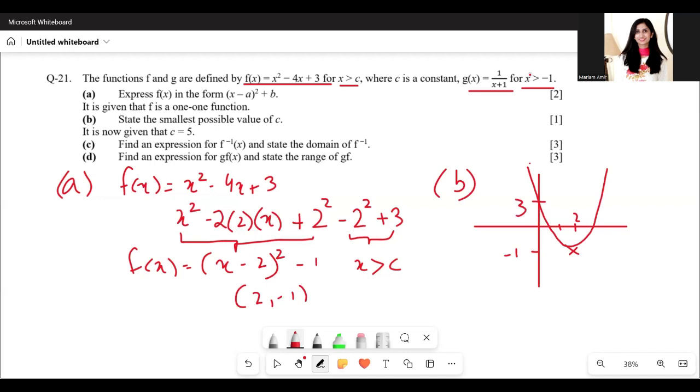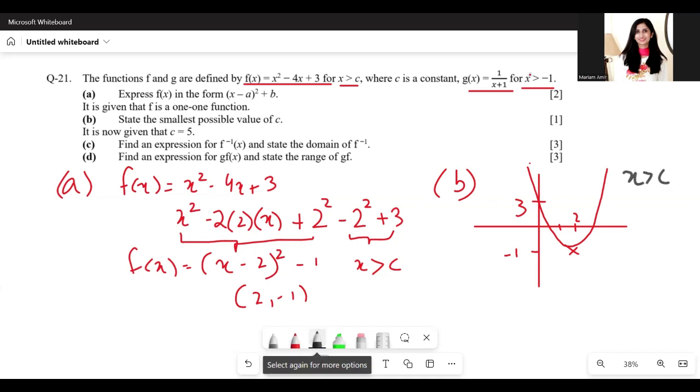Now this is not a one-to-one function, but if x is greater than c and we start x from here, then for this part of the graph the horizontal line test passes at every point, because the horizontal line would cut the graph at only one point if we're only considering the black portion of the graph. So what is the smallest possible value that c can take? It's going to be this 2. So c equals 2 is the smallest value that can be taken, so that this becomes a one-to-one function.